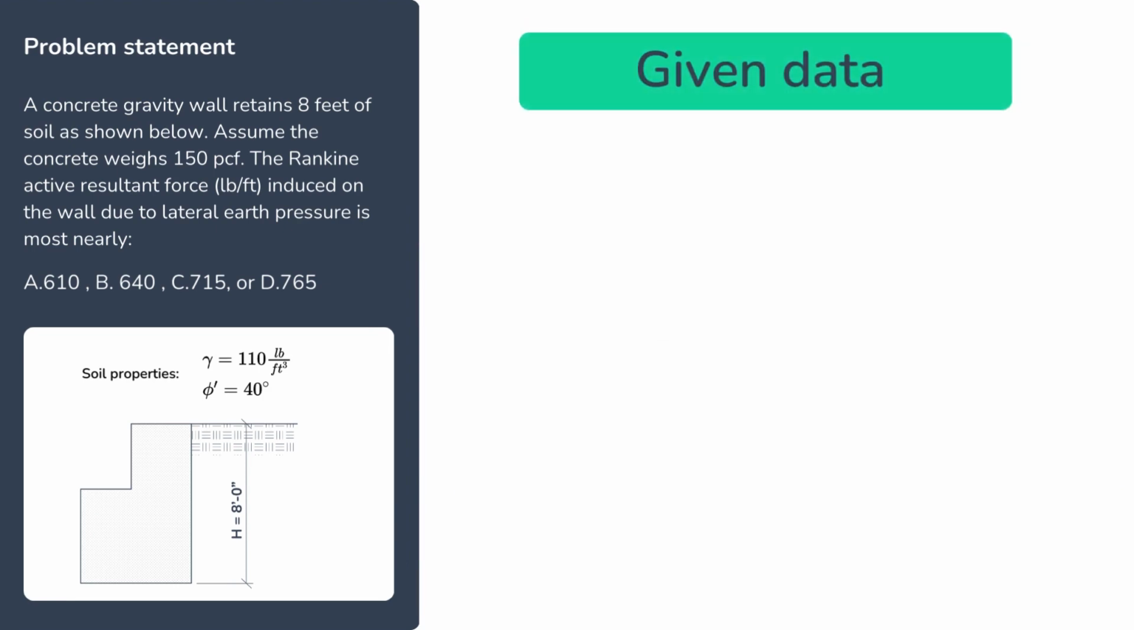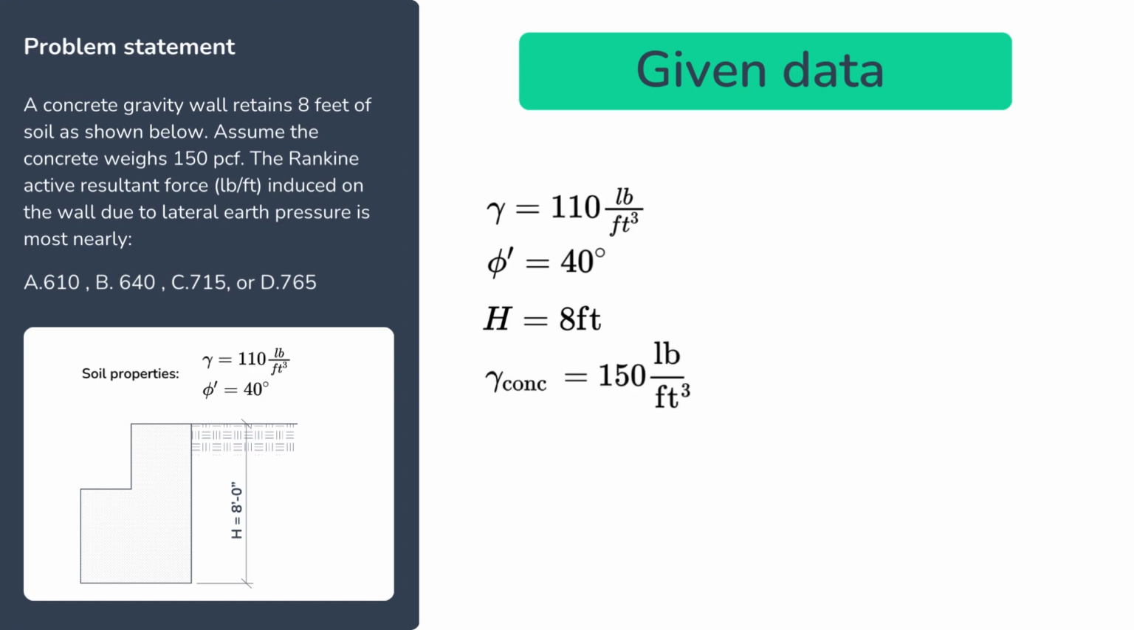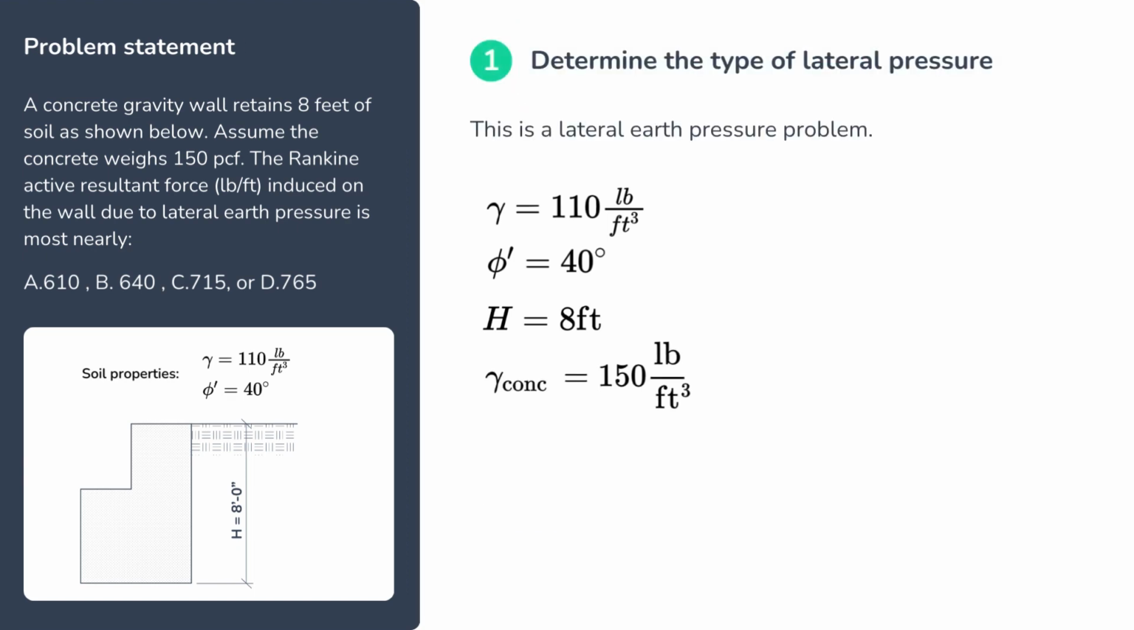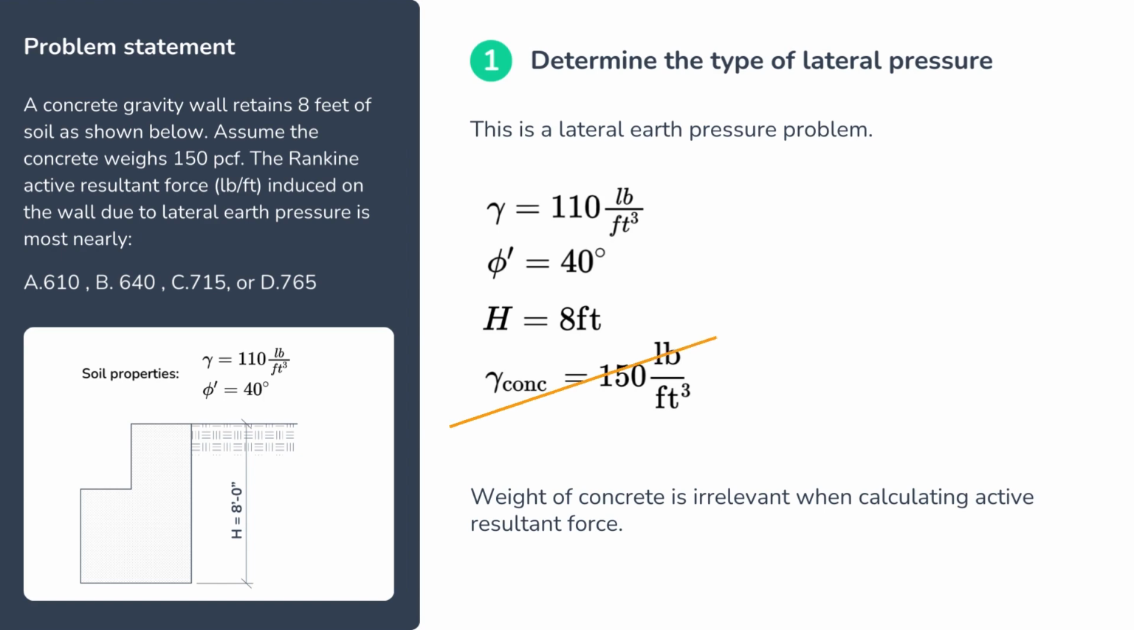Let's write down all the given information. The problem states that the unit weight of the soil is 110 pounds per cubic foot with an effective friction angle of 40 degrees. From the diagram, we see that the height of the retained soil is 8 feet. Lastly, the problem states that the unit weight of concrete is 150 pounds per cubic foot. However, since this is a lateral earth pressure problem, the weight of the concrete is irrelevant when determining the active resultant force. The Civil PE exam will intentionally add irrelevant information such as this to ensure you have completely grasped each concept, so stay alert.